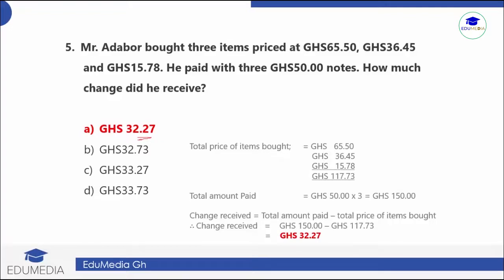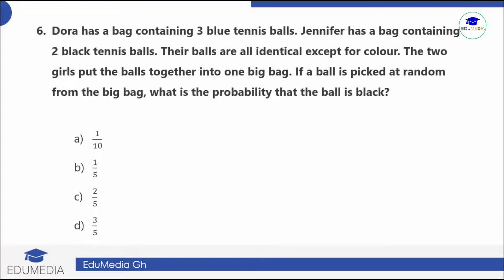All right, now to the next question. Dura has a bag containing 3 blue tennis balls. Jennifer has a bag containing 2 black tennis balls. Their balls are all identical except for color. The 2 girls put the balls together into one big bag.